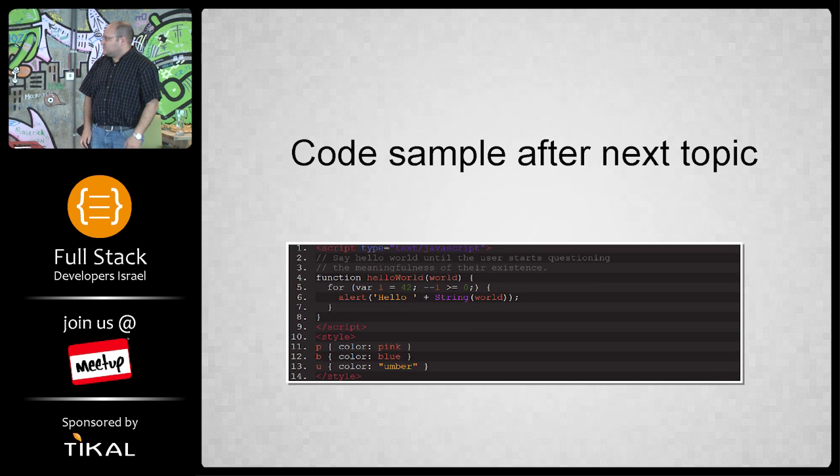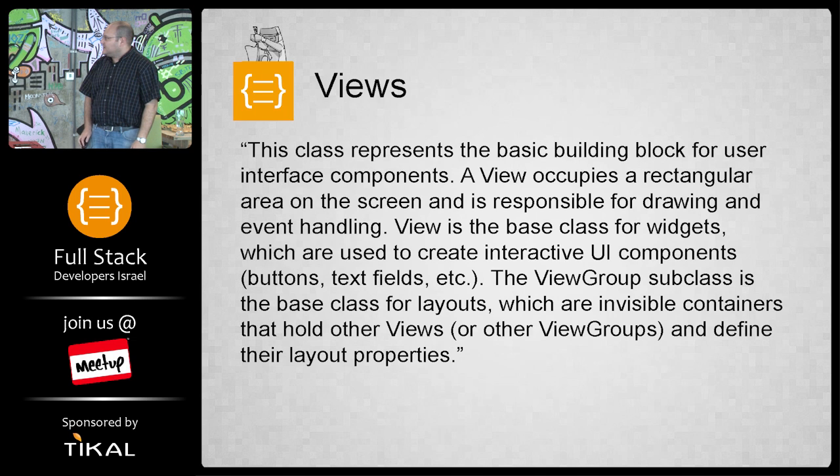Okay, so we're going to have a code sample in a little bit. We're going to continue on to a few more topics first. Views. So we just played around with adding some views, text views, buttons. Views are the basic UI building block in Android. They sit inside of a view group, like a layout. There's other view groups as well. And they allow you to create UI elements for the user.